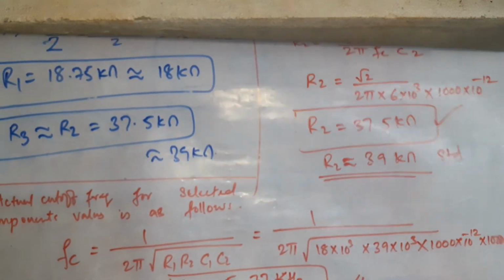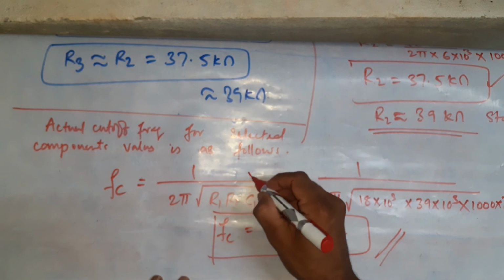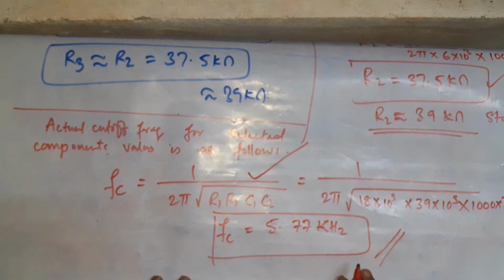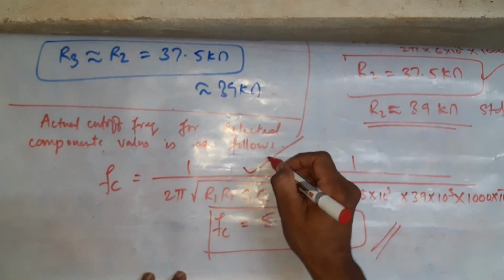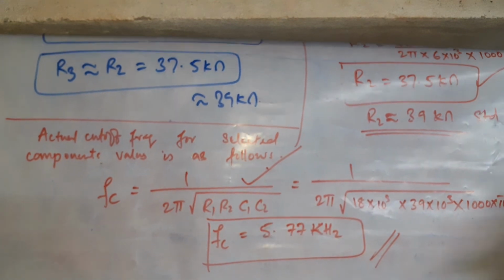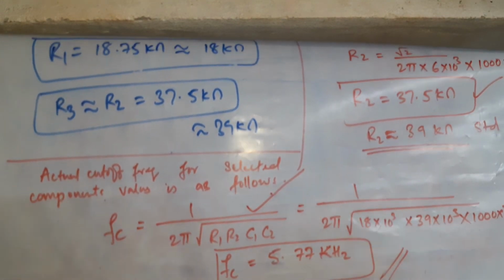So this is one of the unique problems. You have to use this same cutoff frequency formula. As it is, you need to substitute and get the values. All these are typical problems you need to solve as they are. Okay, thank you.